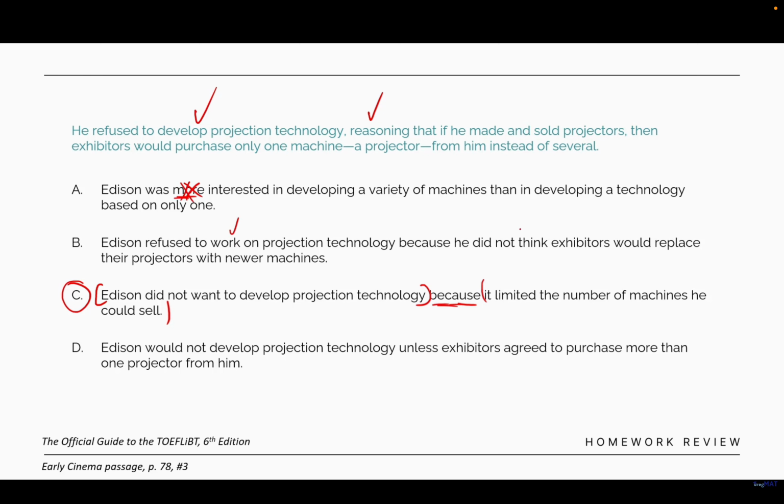No, he thought that exhibitors would buy from him, but only one, not several. So here the option says that he did not think exhibitors would. That's wrong. No, he actually thought that exhibitors would buy from him. Okay, so you're saying it doesn't give a negative thinking, it gives a positive thinking. Like he did think this, not he did not think this. Also, do we have any idea about replace? No idea about replace. Okay. How about D?